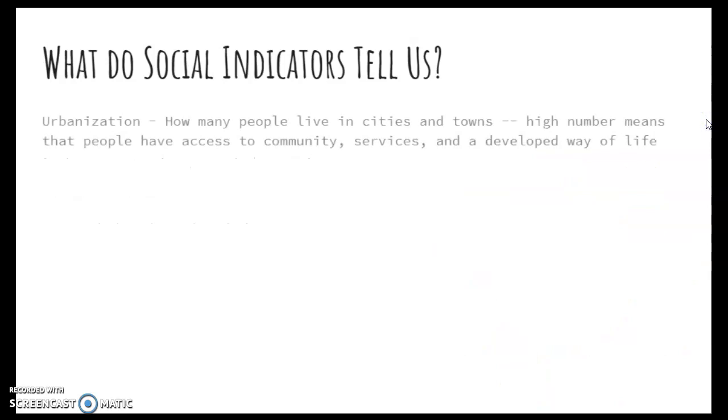Okay, so specifically, urbanization will tell us how much access people have to community, how much access they have to things like services, or how much access they have to a more developed way of life. So that is what urbanization looks at.